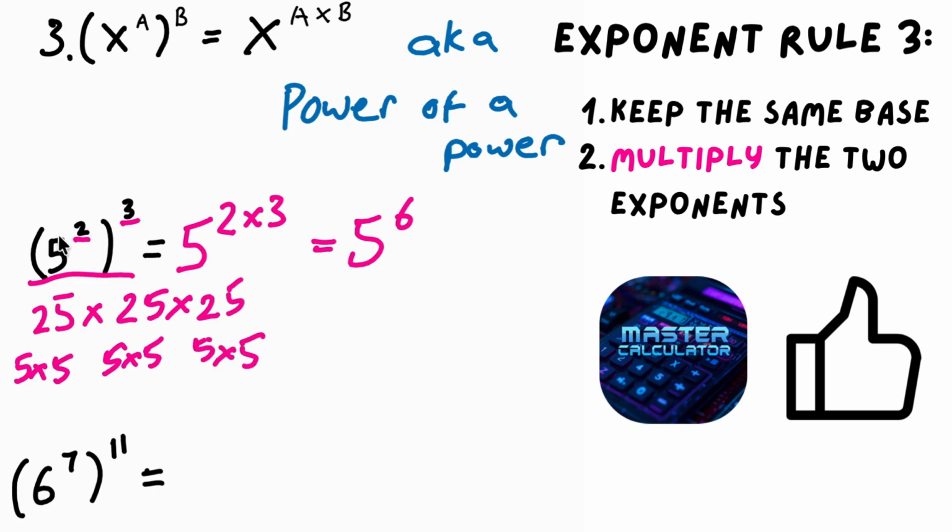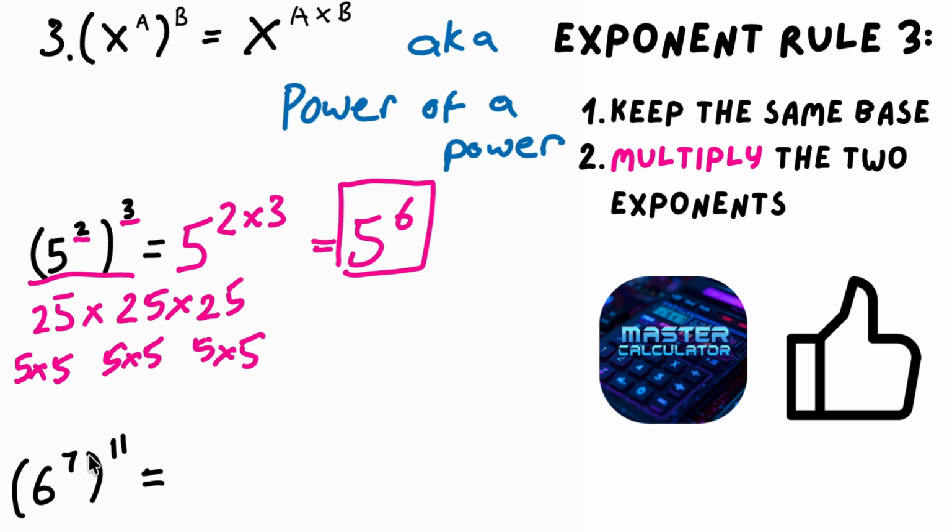So we started with this expression, 5 to the power of 2 to the power of 3. Then when we multiply that, we got 25 times 25 times 25. And we simplified even more to 5 times 5 times 5 times 5 times 5 times 5. 6 times. So that's why the answer is 5 to the power of 6.